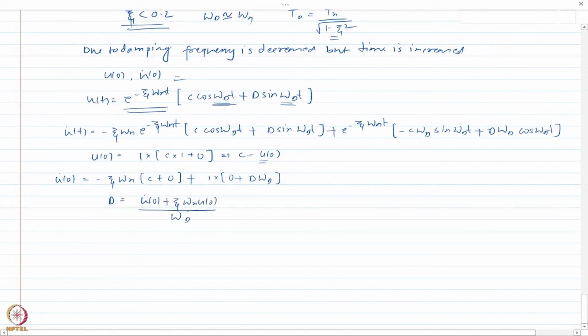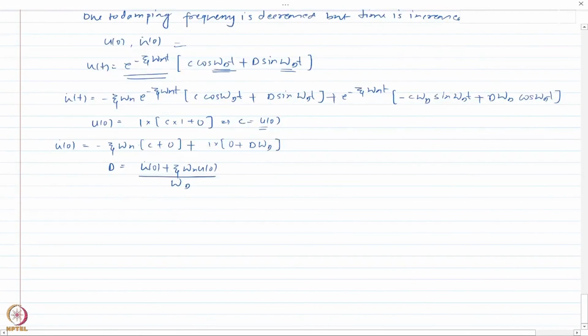So now I have obtained both constants. So finally the expression for the displacement response of the damped free vibration can be written as this exponential term times u0 cos omega d t plus the quantity u dot 0 plus zeta omega n u(0), divided by omega d, times sin omega d t. So this is the expression for displacement response of a damped free vibration.